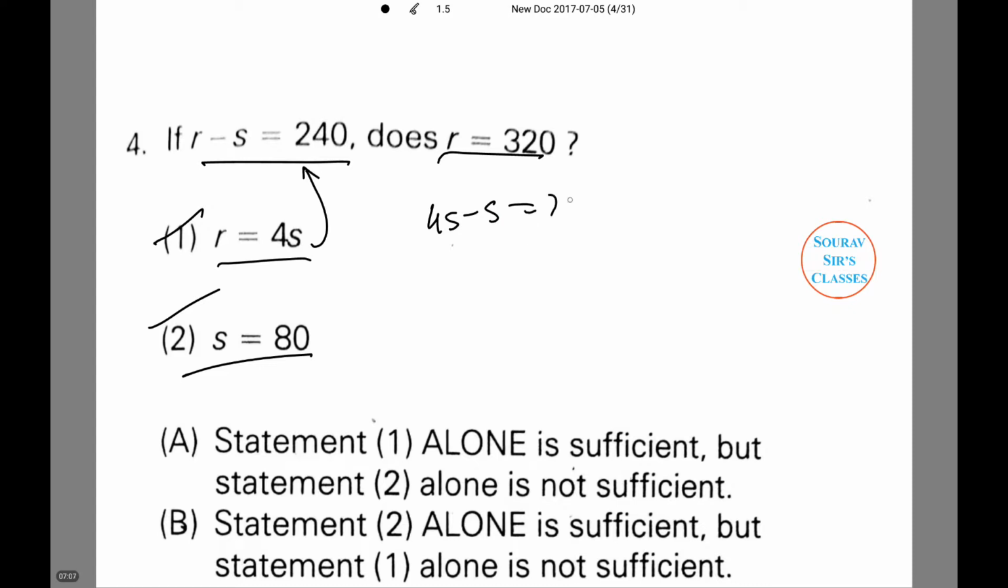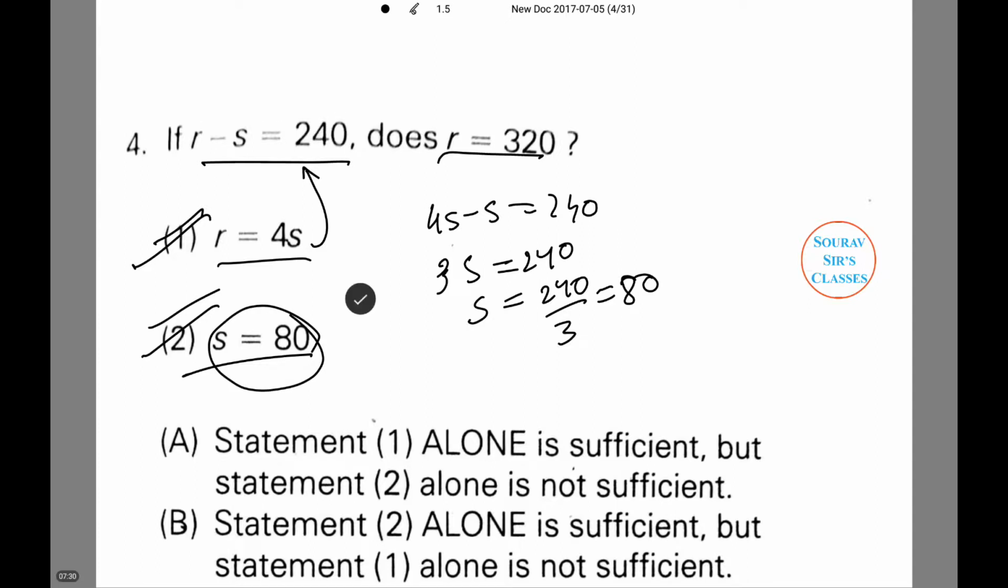4s minus s equals 240. That is, 3s equals 240 and s equals 240 by 3, which is equal to 80. Thus each of these independent statements is sufficient all alone.